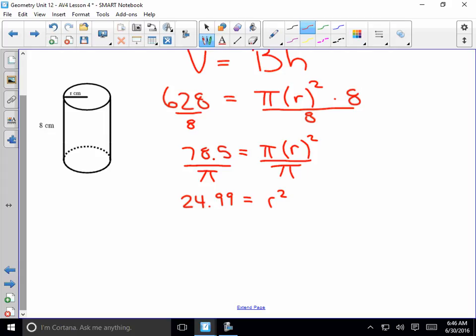Okay, hopefully based on what you see here, you can do the estimation without even finishing this problem. Think back to one of our very first units when we were estimating radicals. 24.99 is extremely close to 25. So we know that if we square root both sides, we're going to get an R value that is not equal to, but very close to 5 centimeters.